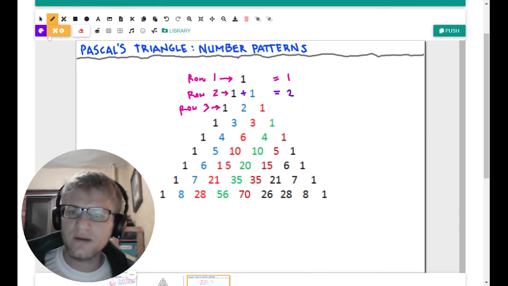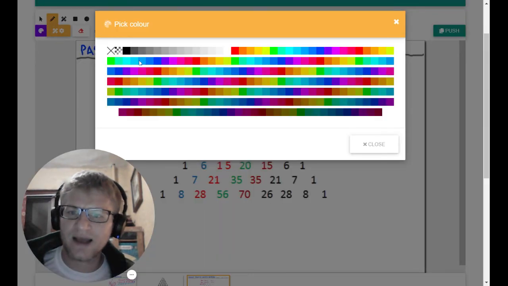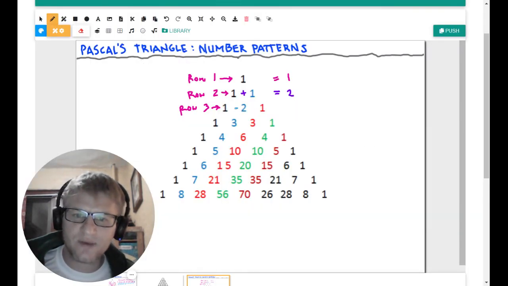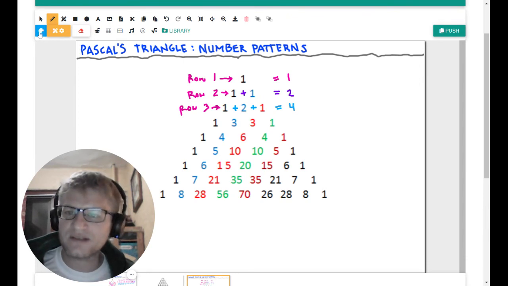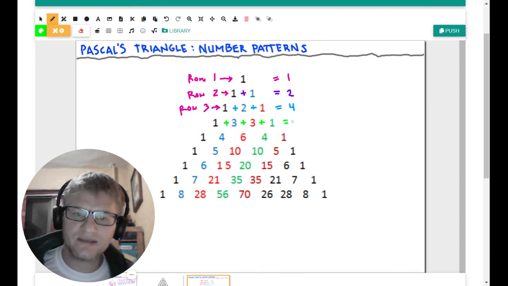Row 3, I wish I had like a Khan Academy thing where I could just very quickly do this. Row 3, we're going to add up these 3. 1 plus 2 plus 1 equals 4. Row 4, I'm going to add up these. Let's change the color again. Let's go with green. 1 plus 3 plus 3 plus 1. That would give me 4 plus 4, which would give me 8.